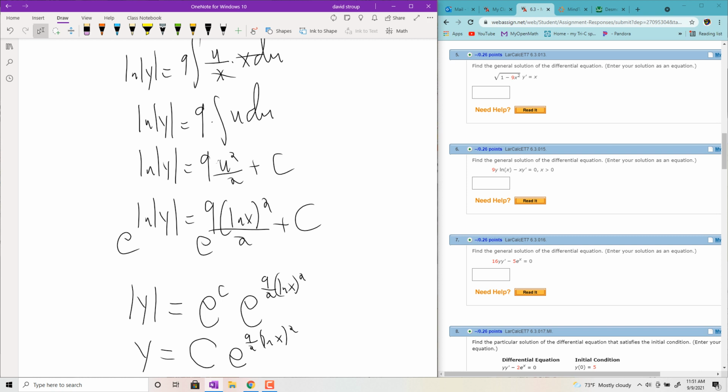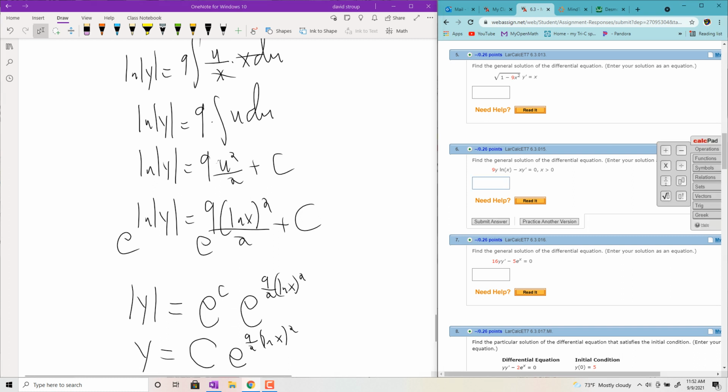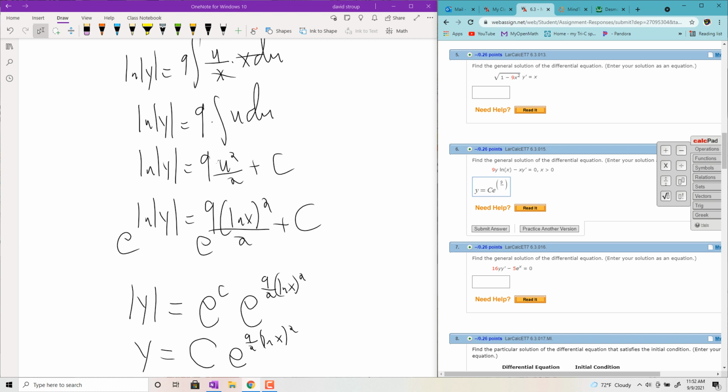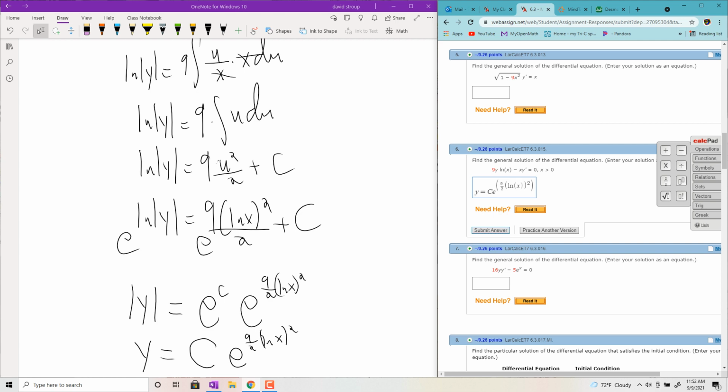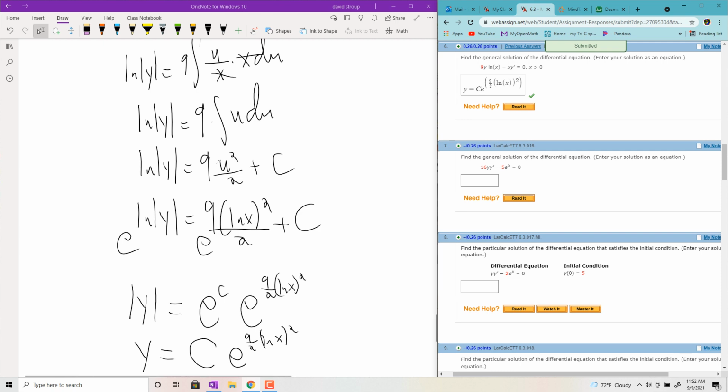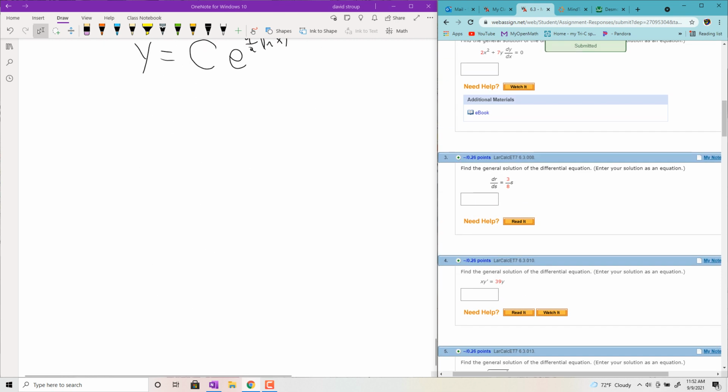So let me mark that down as my video quiz, so don't forget, and make sure it actually works. So we get y equals big C e to the 9/2. Let's see, is ln x squared that? Yay! I want to do one more for luck.